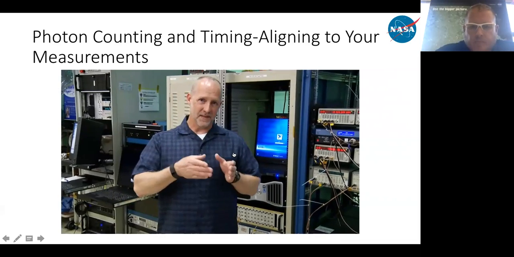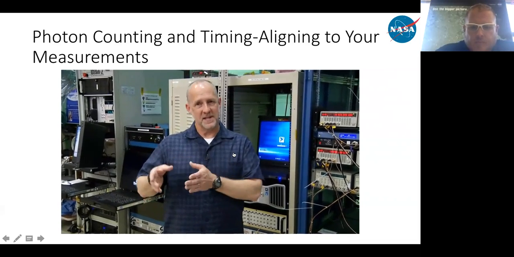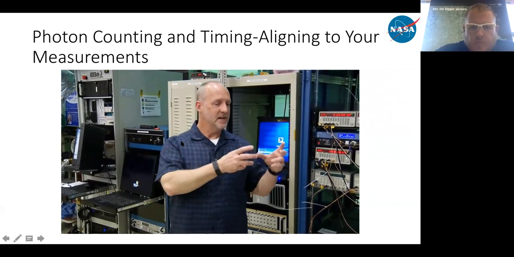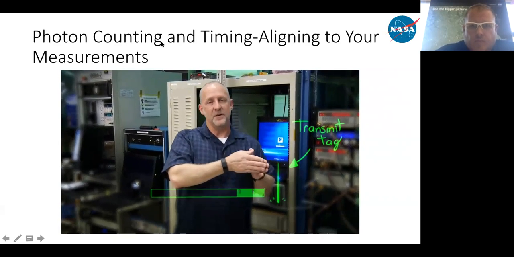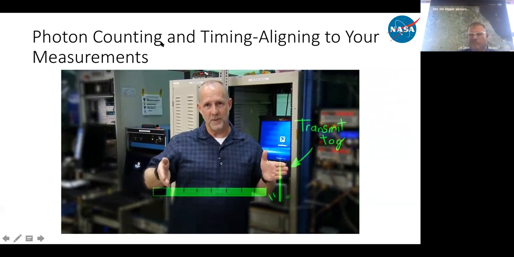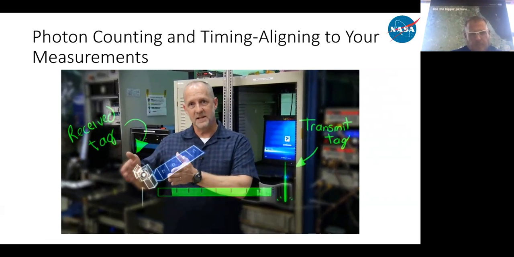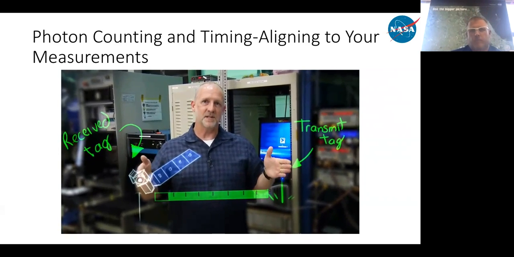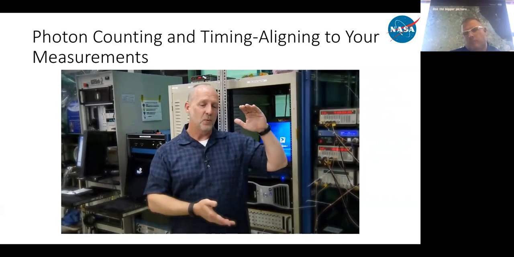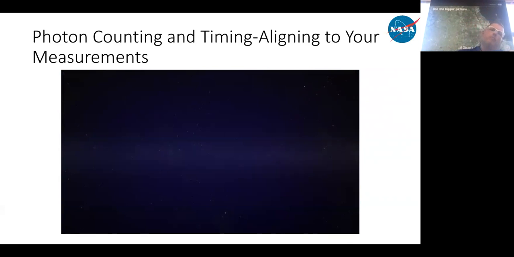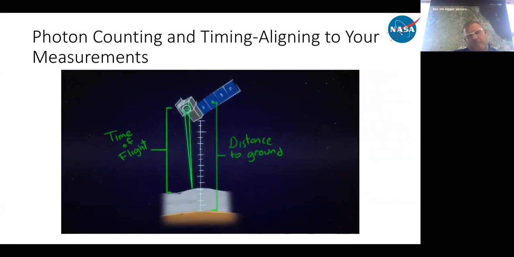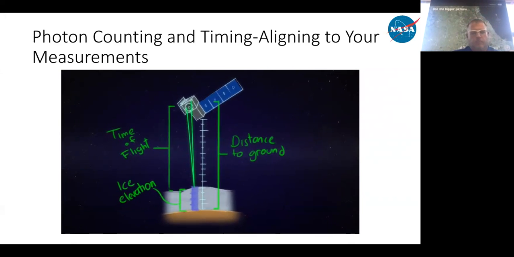Once we downlink the photon time tags from the receiver and the transmitter, and we have the range windows, you put those all together: you have the transmit time tags, you have the time until the range window opened, you have the receive time tags in the range window. You calculate all that put together, gives you the time of flight of a photon, which ultimately gives you the distance between the spacecraft and the ground. If you know where the spacecraft is, and you know the time of flight, you know the distance to the ground, now you have the elevation of the ice.